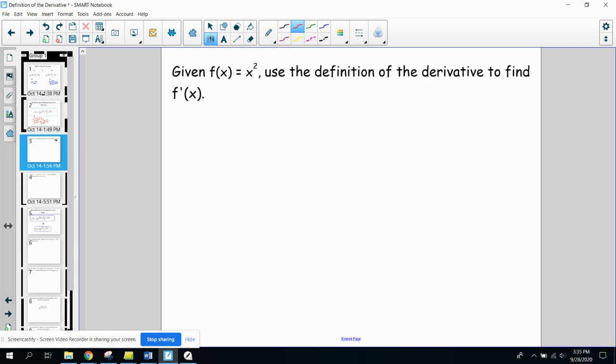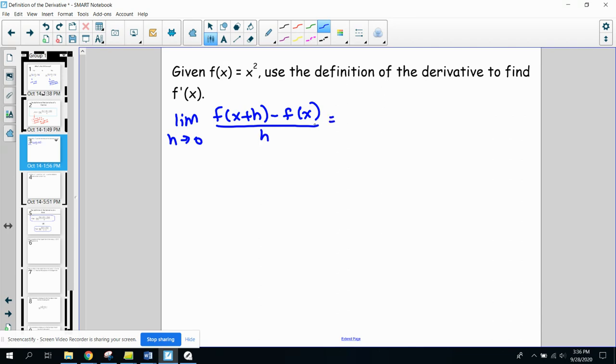So we're going to look at an example of how we actually use this limit definition. So given f of x is equal to x squared, use the definition of the derivative to find f prime of x. So notice there's no number, there's no point we're plugging in, we just are trying to find the function. So we're going to use our limit as h approaches 0 of f of x plus h minus f of x over h. So we're going to plug this in.